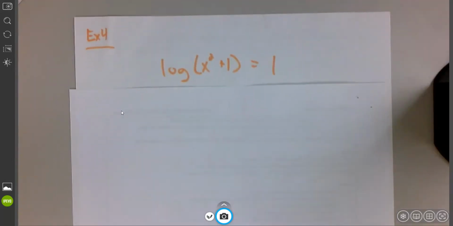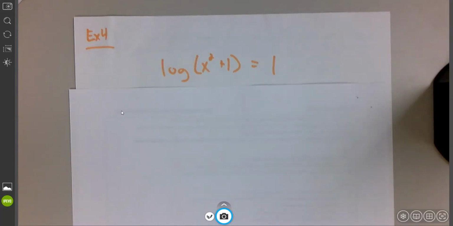Let's solve this guy. The log of x squared plus 1 equals 1. Okay. Hit pause, try it out, bring it on back. Have a log on one side. There is a base there. It's a base of 10. It's just invisible. We call it the common log.